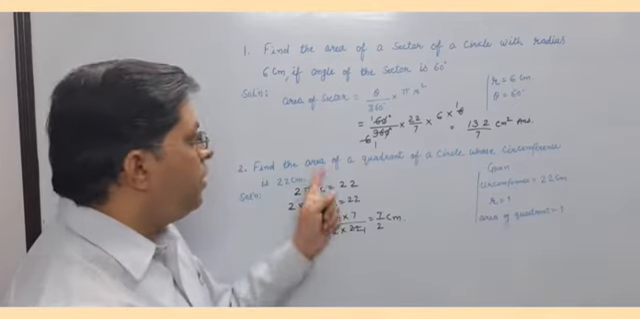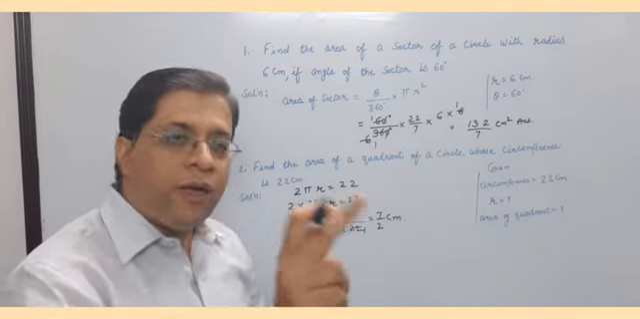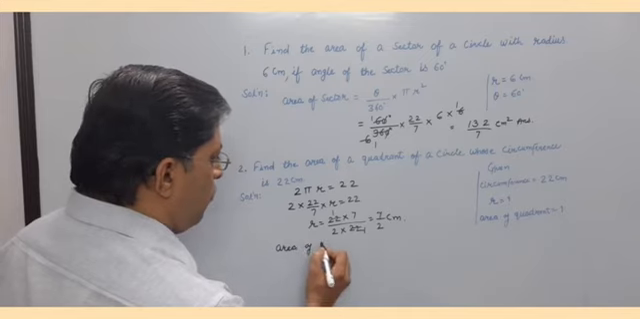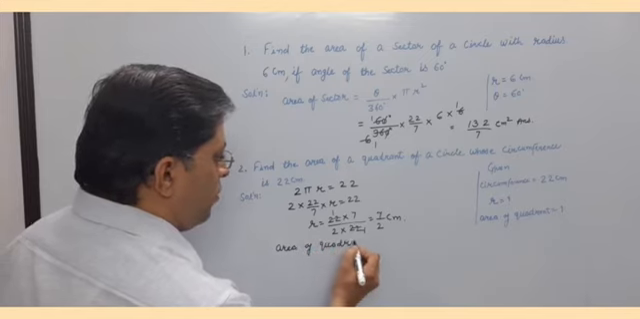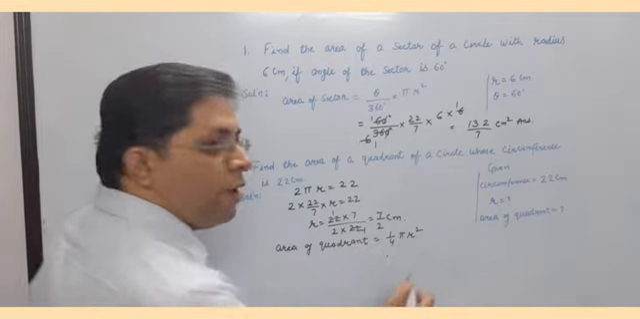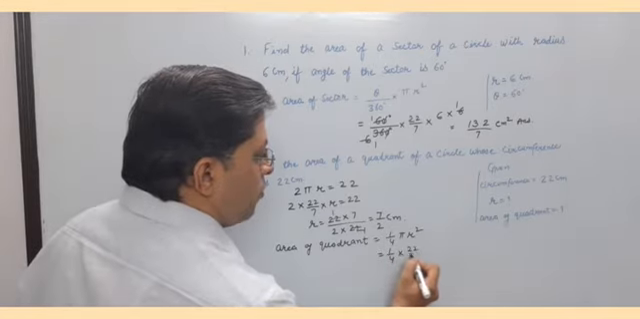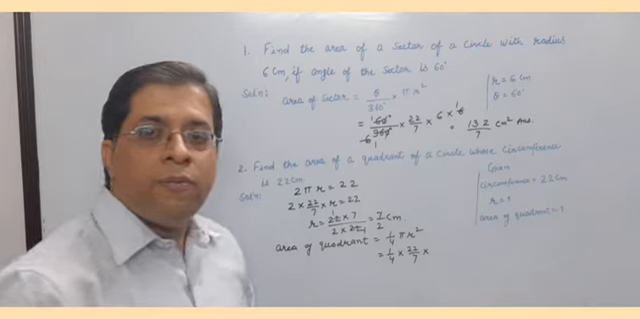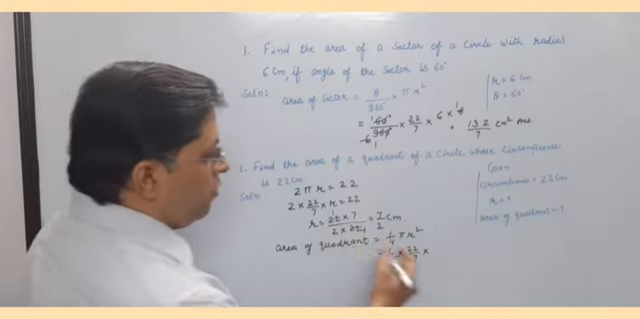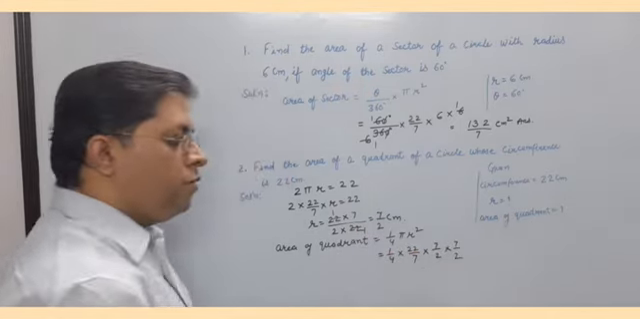But what do you have to find? Area of quadrant. What is the area of a quadrant? 1 upon 4 pi r square. So 1 upon 4, 22 upon 7 is pi, r square. What is the value of r? It is 7 by 2. 7 by 2 into 7 by 2.